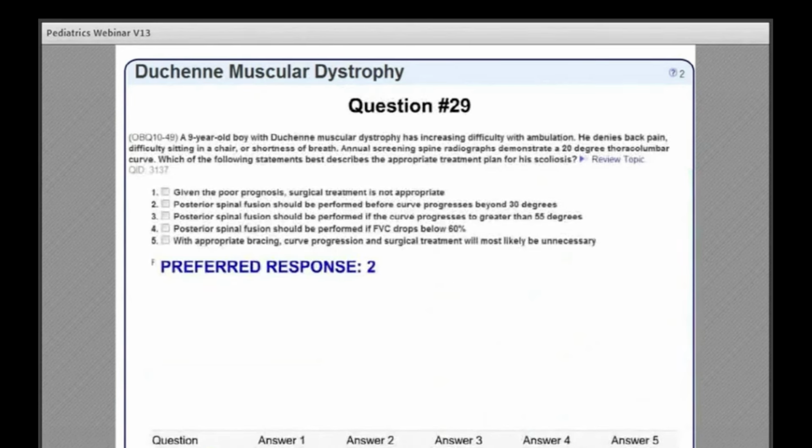So back to the question, you can see that the preferred response is number 2, spinal fusion prior to the progression of the curve beyond 30 degrees. The other options are indications for surgery in idiopathic scoliosis, as well as one of the answers talks about forced vital capacity, and it's important to know that it's good to operate on these children before their forced vital capacity or their pulmonary function deteriorates.